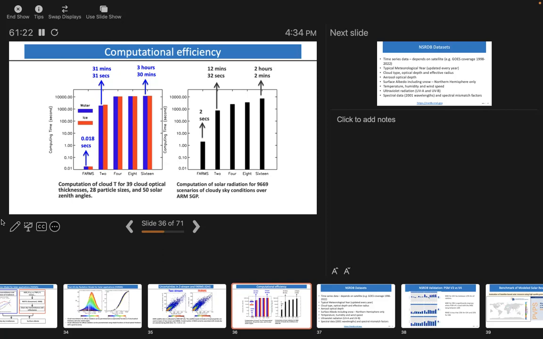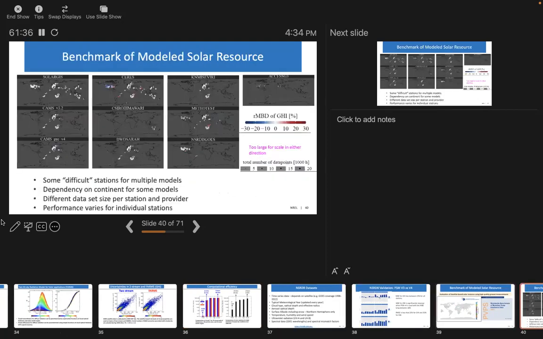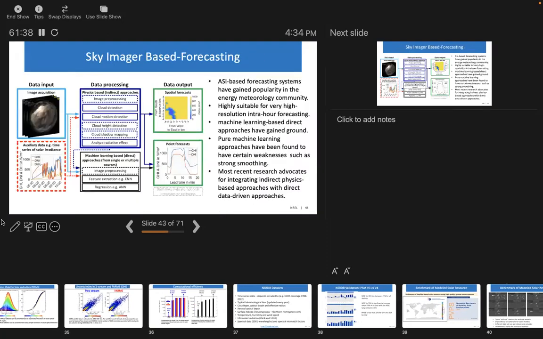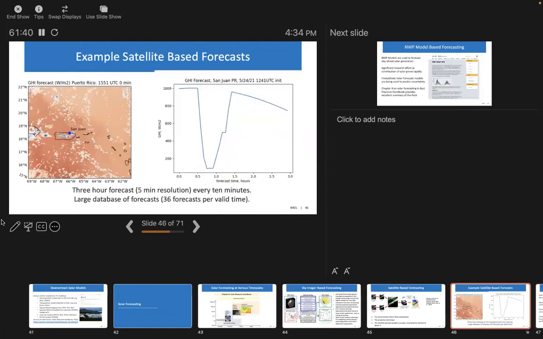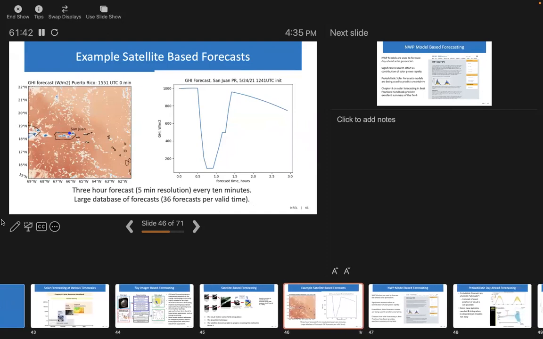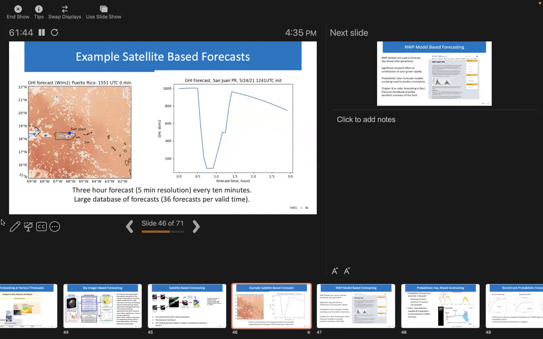Other question? Yeah, that lovely GIF that you had shown of GHI predictions moving over the region, I wanted to know what the time scale of the prediction was. Oh, yes. It's supposed to be 3 hours, but I'm not sure. It's a 3 hour. Okay, so it's happening over 3 hours. Yes.